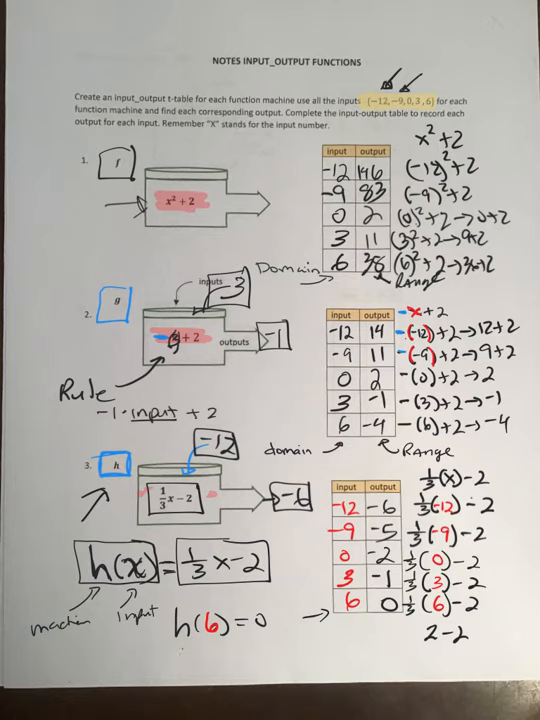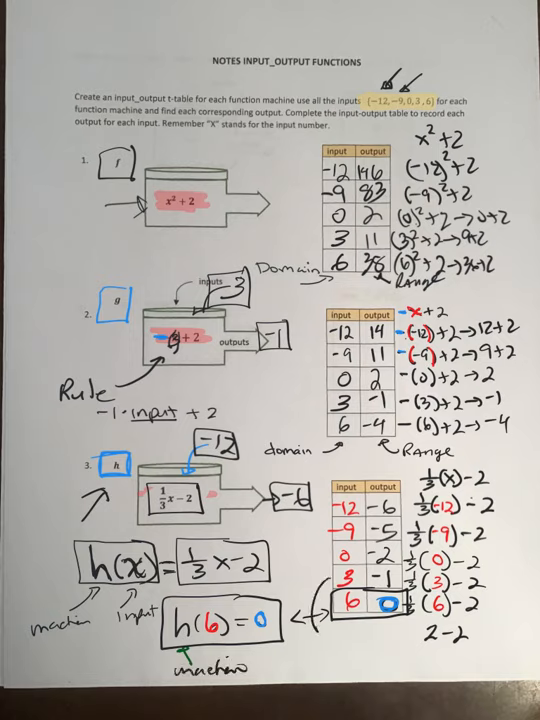So we plug 6 into the H machine and we got out of the machine 0. So this is a fancy way of saying this. These two mean the same thing. So this is the same thing as this. What's nice about this is it tells you what machine you're plugging it into.